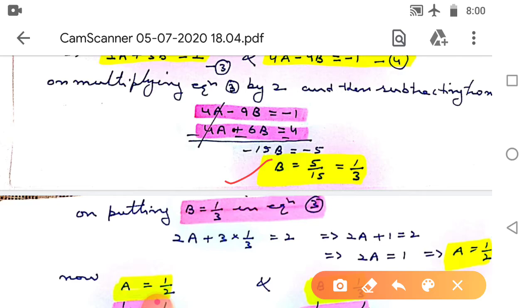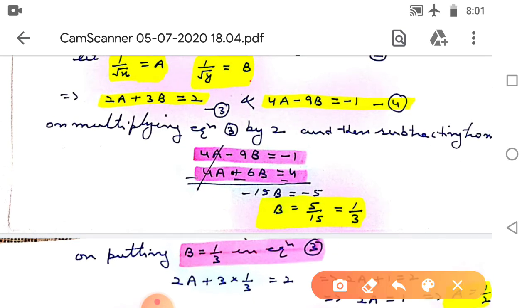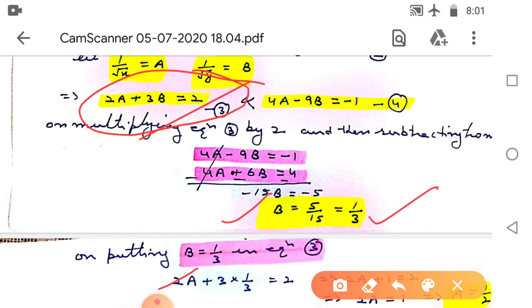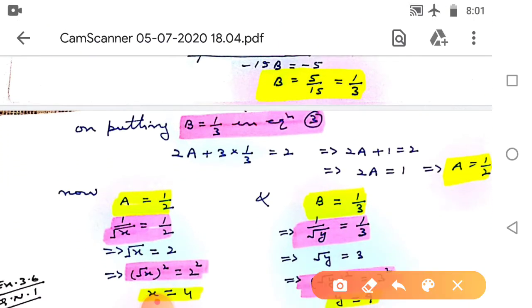So b is equal to 5 by 15, which is 1 by 3. Clear? Now on putting the value of b in equation 3, this is equation 3, 2a plus 3b is equal to 2. Now put b is equal to 1 by 3 here. So 2a plus 3 into 1 by 3 is equal to 2, and the value of a is 1 by 2 here. So the value of a is 1 by 2, the value of b is 1 by 3.